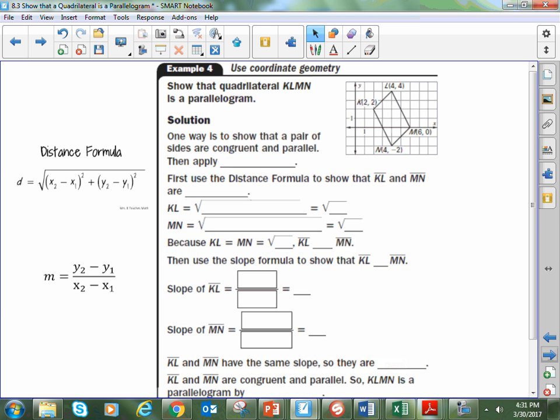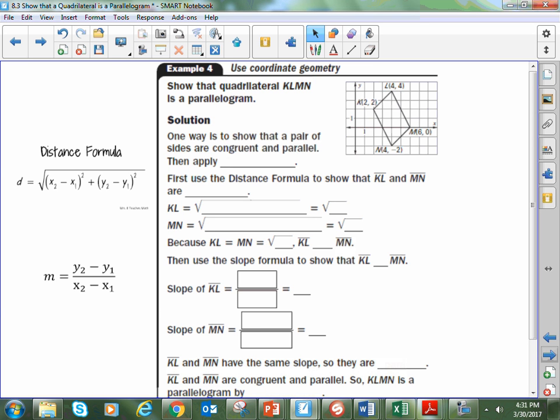So it looks like 4 equations one way or the other. I'm either going to be doing the distance formula 4 times for the 4 sides, or for the 2 pairs of opposite sides, or I'm going to do the distance formula twice and the slope formula twice to show that I have a pair of opposite sides that are parallel and congruent to each other.